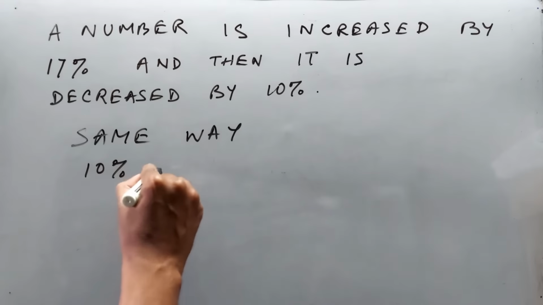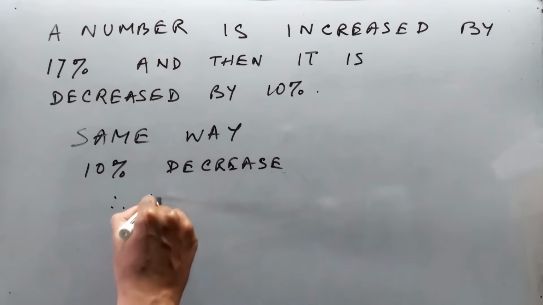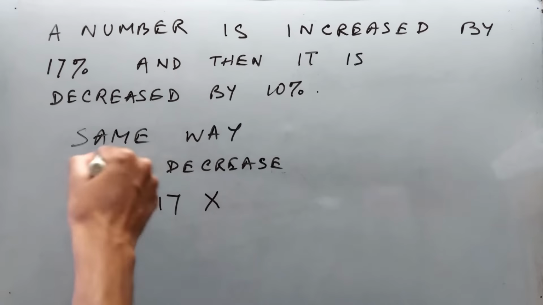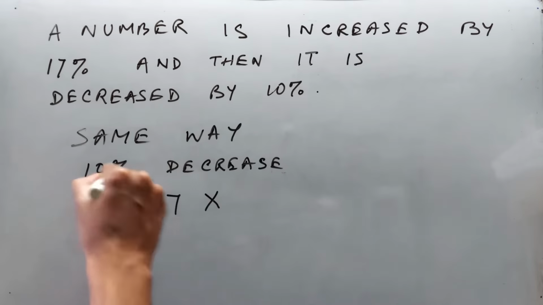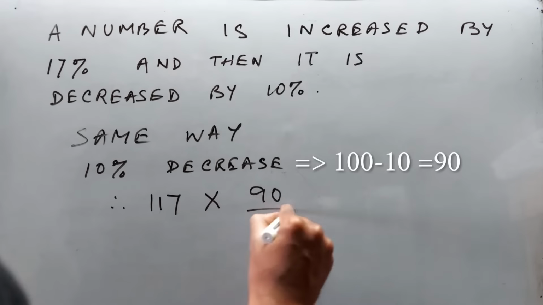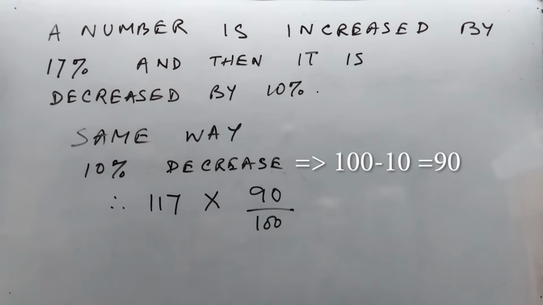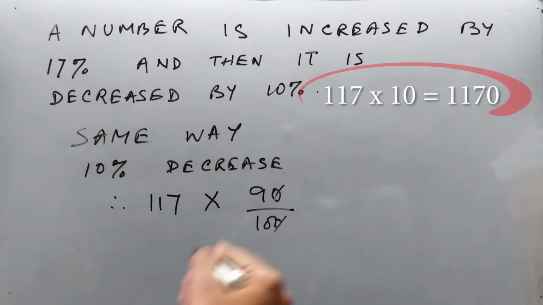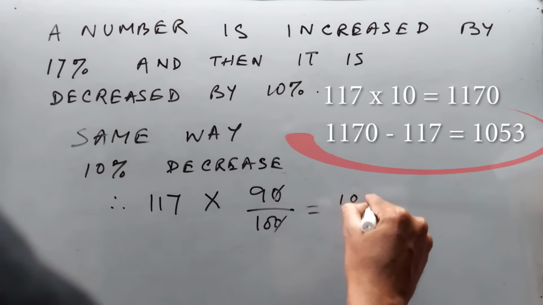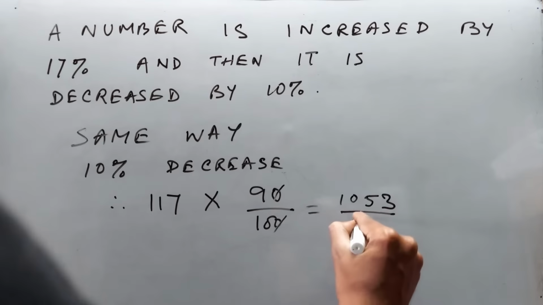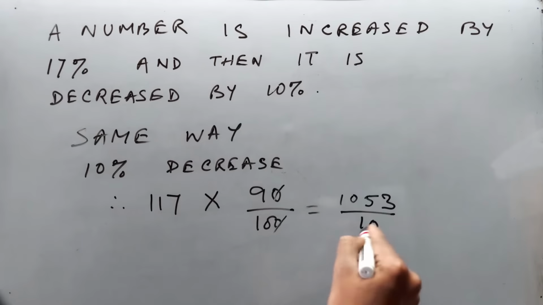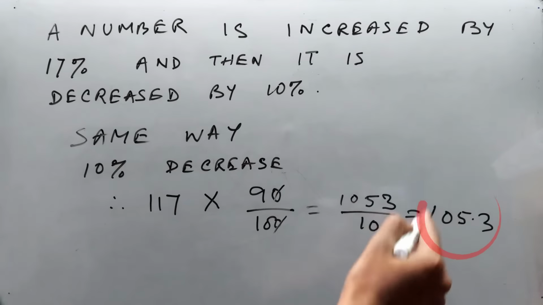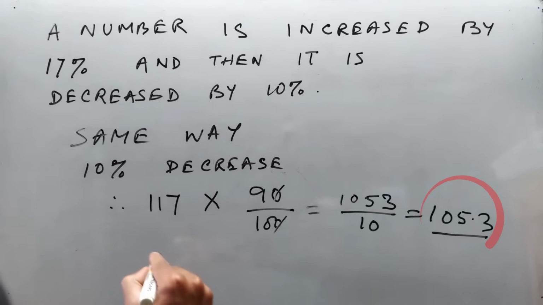Same way, 10% decrease. Therefore, 117 is the previous result. Definitely we know this. Into 10% decrease. Therefore, 100 minus 10, that is 90 over 100. The 0 cancels and the 9 into 117 is 1053. 1053 over 10. And if we divide, definitely the final result will be 105.3. So final increment will be 5.3%.